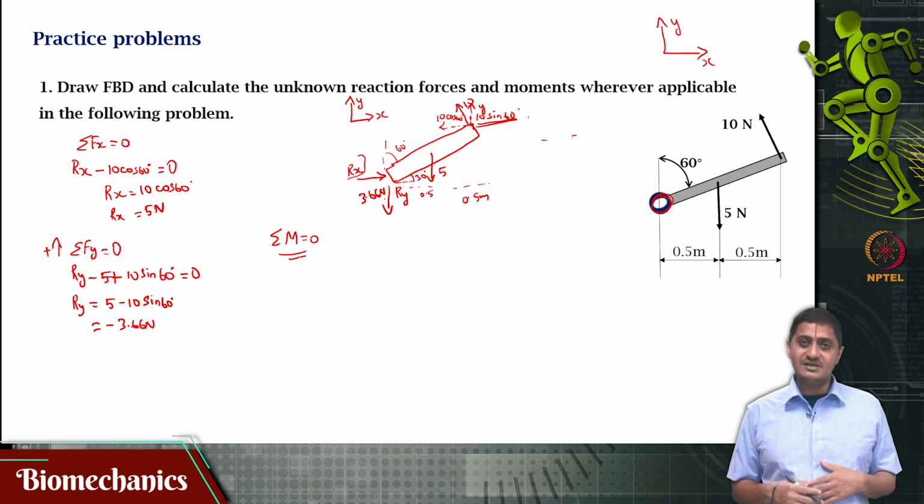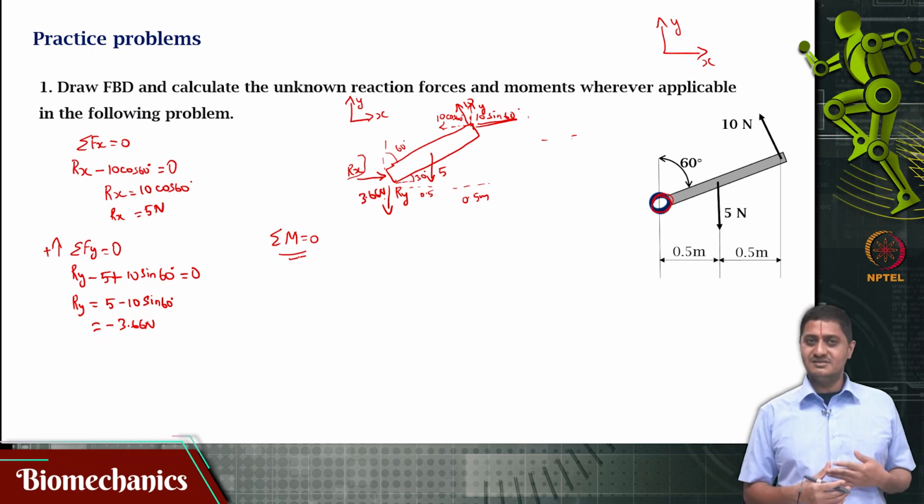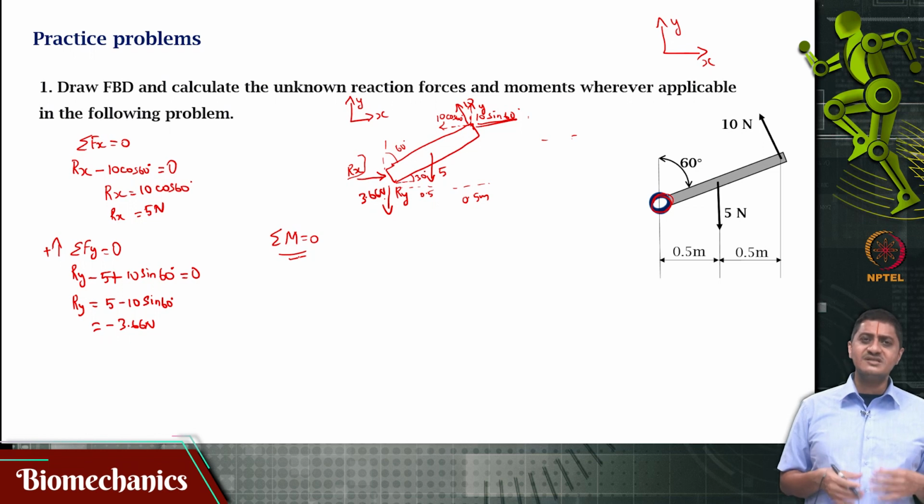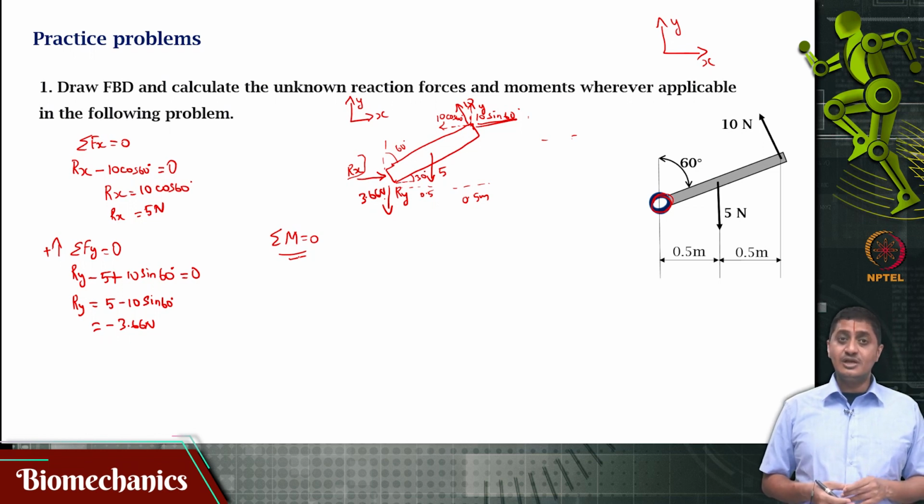Even if they are simultaneous, you can solve them simultaneously. In this case, they will not be simultaneous, because x and y are always orthogonal and it will be simple. So, you do not always have to do the 3 equations of static equilibrium. Sometimes this may not be required.